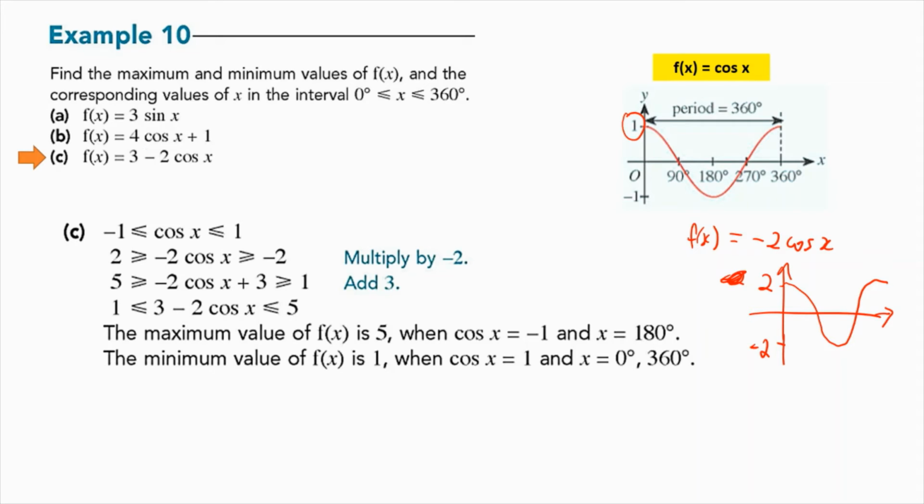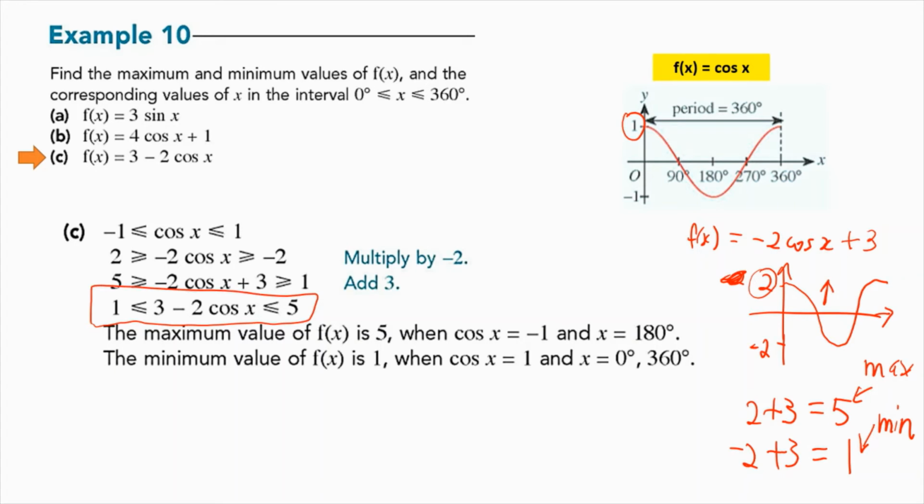So, there's a 3 in front, so we need to do an addition of 3. What does it mean? The graph is going to go up by 3 units. So 2 going up 3 units will be 2 plus 3 equals 5. -2 plus 3 will be 1. So your maximum value will be 5, and your minimum value now is 1. We represent our answer this way, between 1 and 5. The maximum value is 5, the minimum value of f(x) is 1.